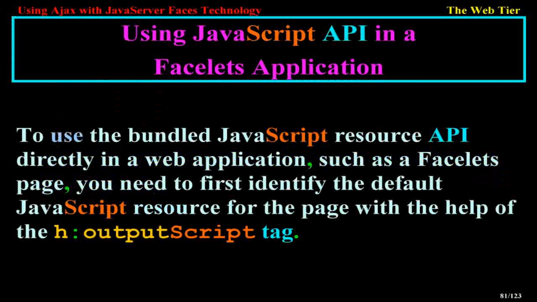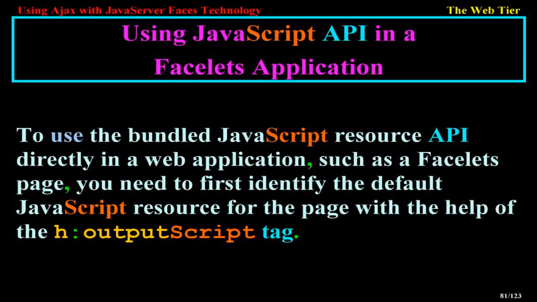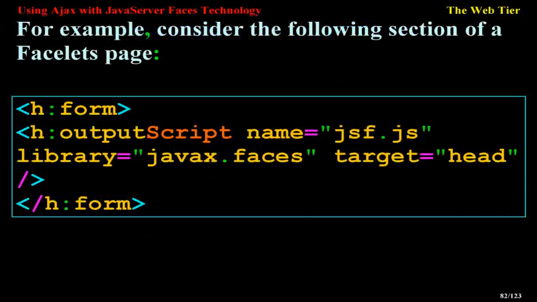To use the bundled JavaScript resource API directly in a web application, such as a Facelets page, you need to first identify the default JavaScript resource for the page with the help of the outputScript tag. For example, consider the following section of a Facelets page.